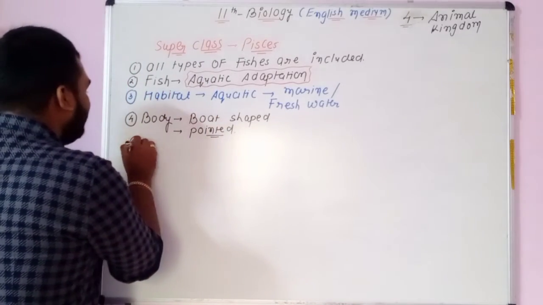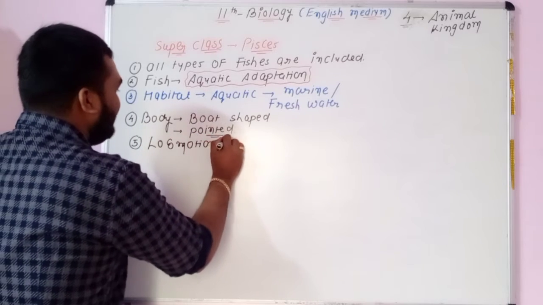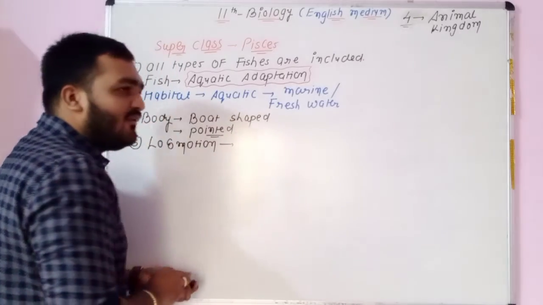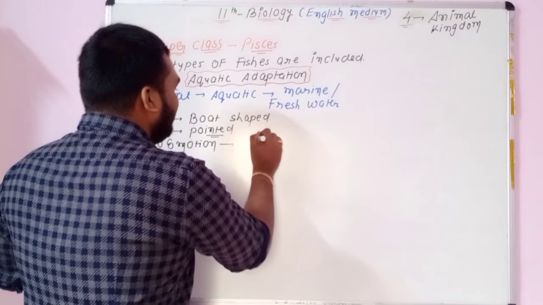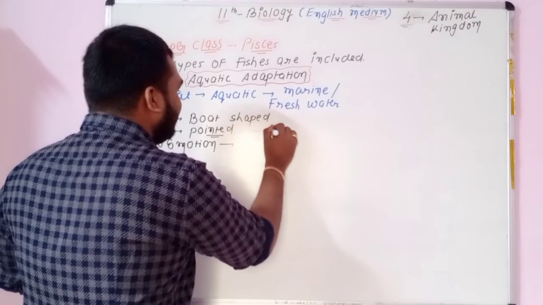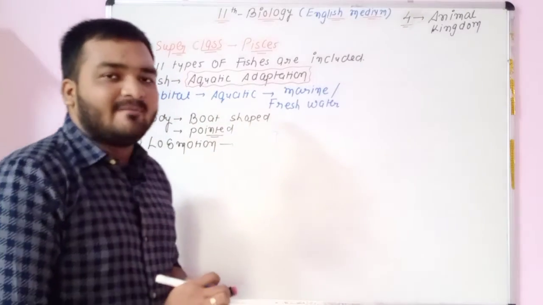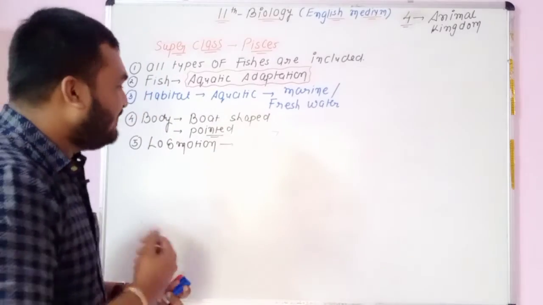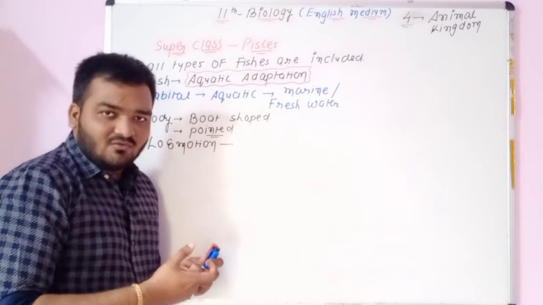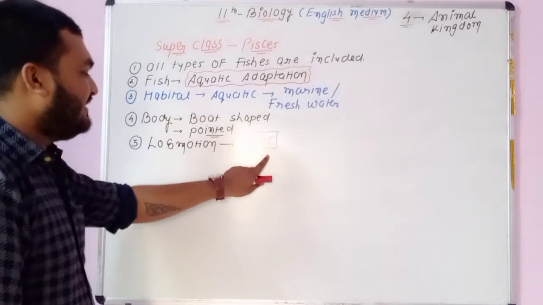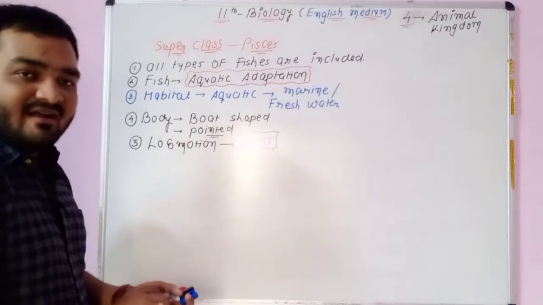Point number 5, now the important one. What about locomotion? Yes, locomotion is possible, and it is possible with the help of locomotory organs, for example fins. Fins are the locomotory organs. It means fishes are able to do locomotion with the help of fins, or in other words, in fishes all different types of appendages are converted into fins.